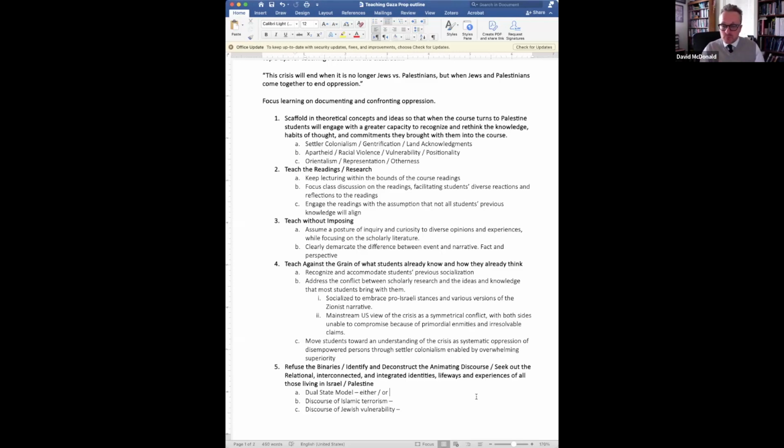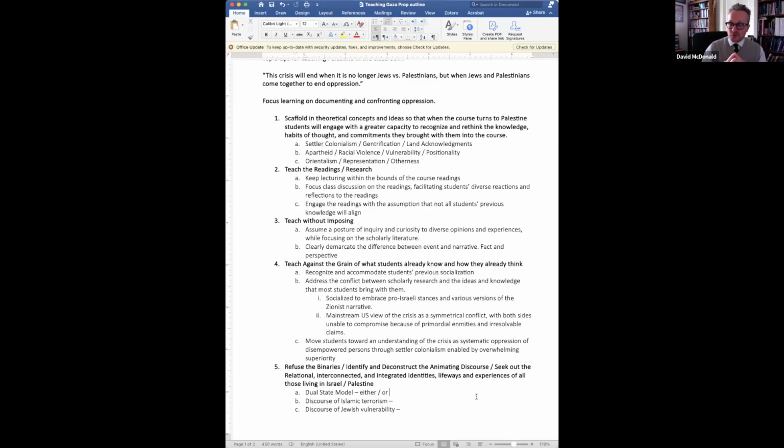By that, I mean moving against the dominant narrative or the mainstream narrative that sees this as a symmetrical conflict, as two nation states warring over a land based on primordial enmities that go back centuries. And instead pushing the students to see this as an example of a crisis of systematic oppression through settler colonialism and enabled through overwhelming superiority, funded by and supported by the US government. And then finally, this is the most important, but perhaps the most difficult, and that is refuse the binaries.